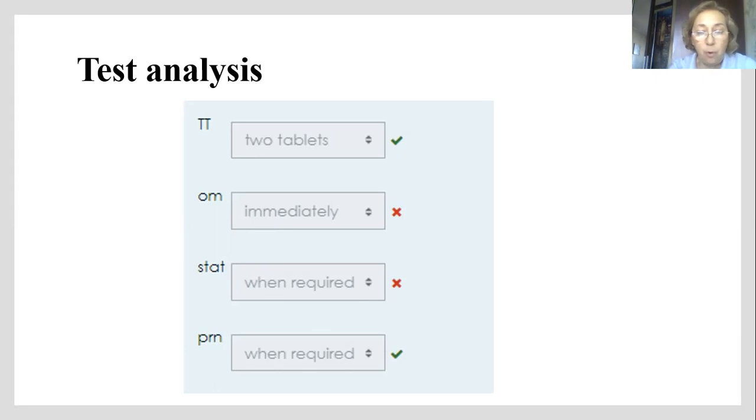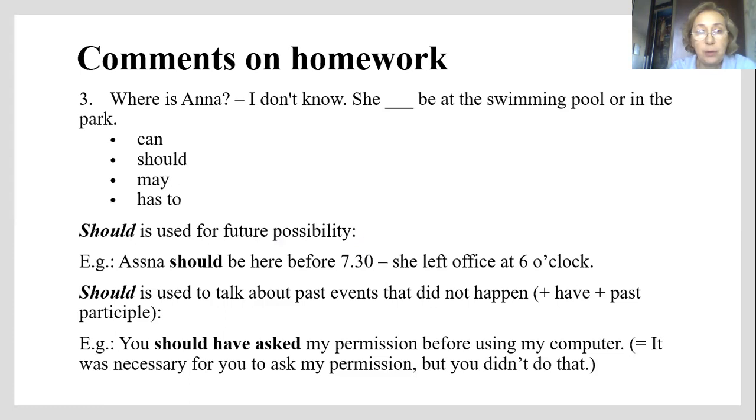Well, do you have any more questions about the test? No, I see. And if we move to the next slide, we can see, yes, there are some comments on homework, which was also connected with modal verbs for possibility.